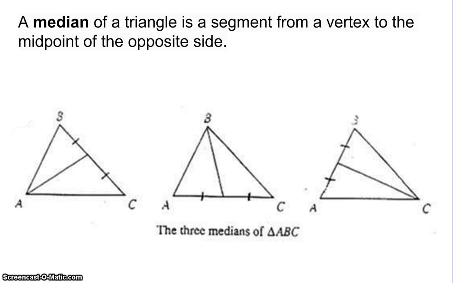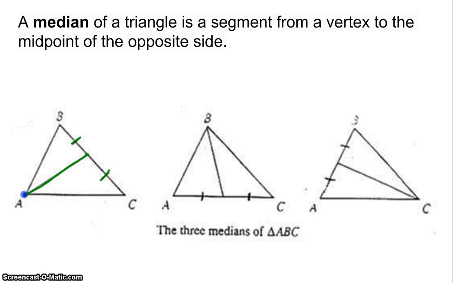Before we talk about the proofs, we need to talk about what is a median of a triangle. And in this diagram here, we have three of the same triangle drawn to emphasize that there are three medians in a triangle, and a median of a triangle is a segment drawn from the vertex. So in this case, we have A as the vertex, and it is drawn to the midpoint of the opposite side. So it divides that segment into two congruent segments.